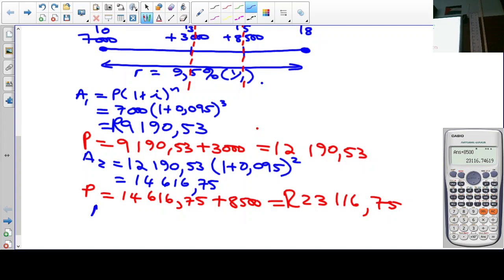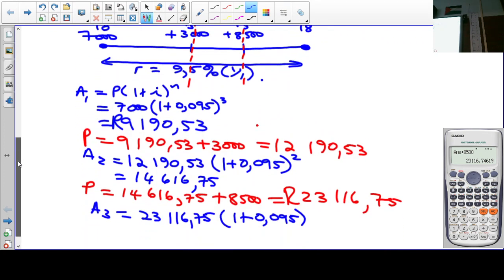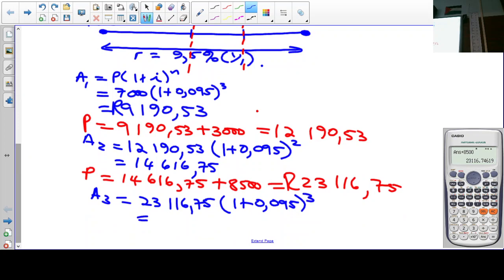Now is the third A formula we're using, and the final one, which is 23,116 Rand and 75 cents into 1 plus 0.095 to the exponent, the 3 years. Yes, 3 years. So it gives me a final amount. We again go answer into 1 plus 0.095 to the exponent 3. That gives you a total of 30,350 Rand and 72 cents.